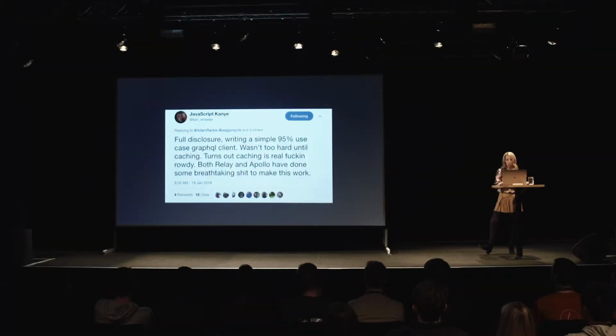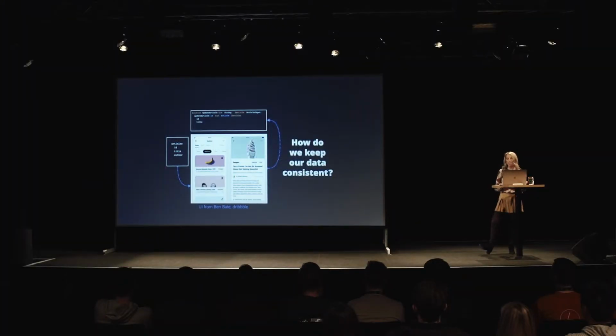So like, why do we need to normalize our data? Why do we need to cache it? This seems like a lot of work. Normalization is important because there are often multiple paths to access the same data with GraphQL.